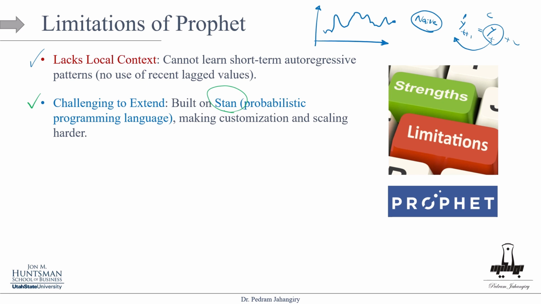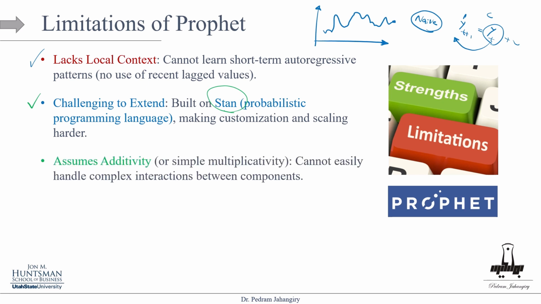So that's one of the bigger advantages of NeuralProphet over Prophet. And then lastly, we assume additivity, right? We said that there are different components and we're going to add these components in a linear fashion. But what if they're not linear?